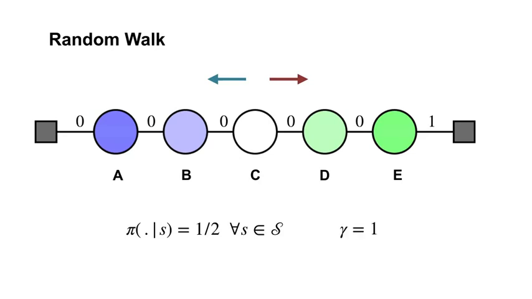Let's set the discount factor to be 1. In this problem, the value has an intuitive meaning. The value of each state is the probability of terminating on the right when starting from each state. The value of the start state is 0.5. That means the probability of terminating from the center is 1/2. Randomly wandering from the center has a 50-50 chance of terminating on either side. That makes sense. Let's label the rest of the states with their values.